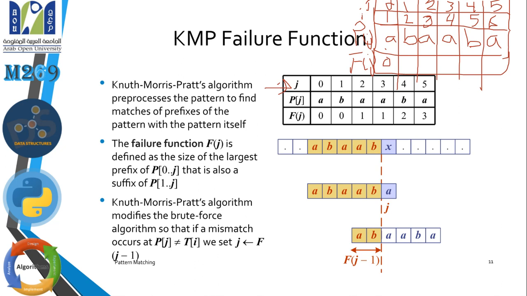B. Is the B repeated before? Can you find it anywhere? No. So 0. A. Does it exist somewhere before? Yes. In which index? Index number 1. So that's why I have 1. The second A. Does it exist? Yes. In the same position, number 1. B. In which position? 2. Excellent. And A. In which position?